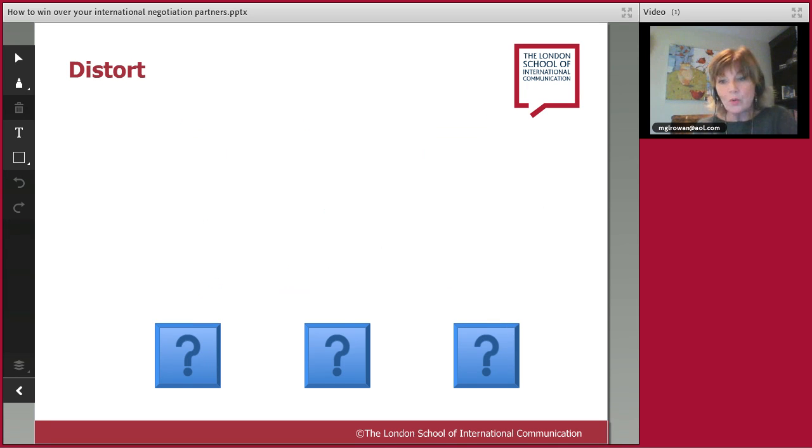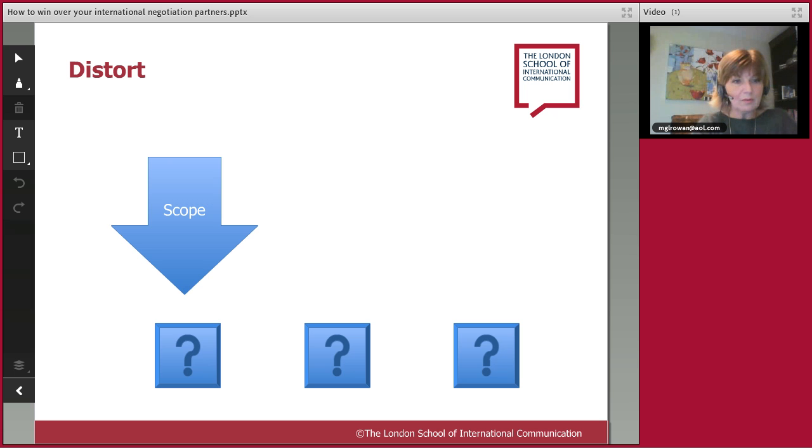Now we're into distort. So distort is really about keeping things clear. On the positive side of distort, if you wanted to generate ideas and get some creative thinking going, distortion, divergent thinking is a great thing. But as far as negotiation is concerned, you really want to make sure that any distortion is within the scope of the topic that you're covering. So the first thing that you want to focus on is making sure the scope is right.